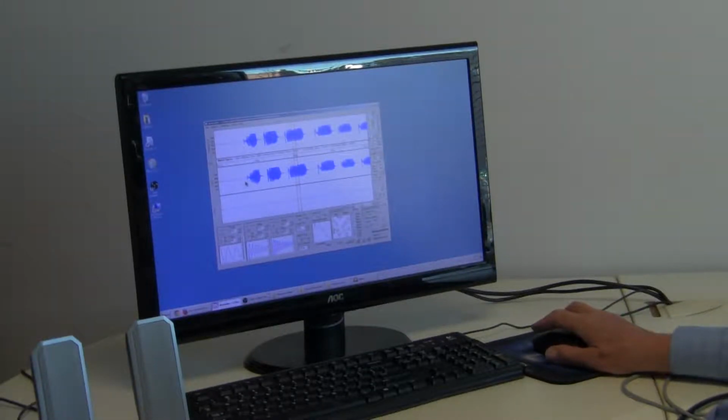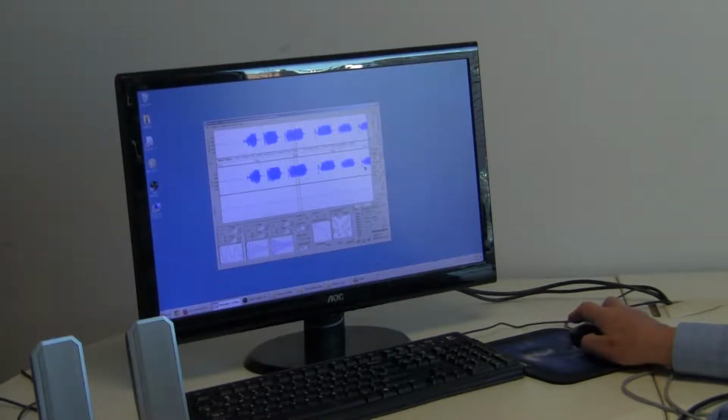The original signal will be on the center screen. The top screen will show the results of filtering as we go through the different filtering stages, and now it's the same as the middle screen because we have all the filters turned off.